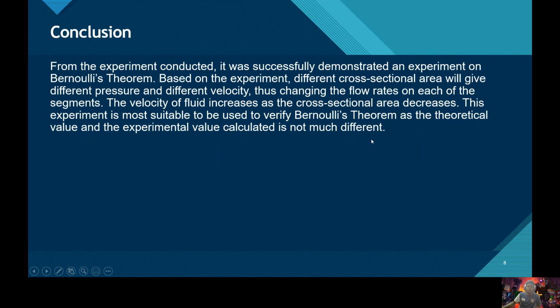So in conclusion, from the experiment conducted, it was successfully demonstrated an experiment on Bernoulli's theorem. Based on the experiment, different cross-sectional areas will give different pressure and different velocity, thus changing the flow rate on each of these segments. The velocity of fluid increases as the cross-sectional area decreases. This experiment is most suitable to be used to verify Bernoulli's theorem, as the theoretical value and the experimental value that can be calculated are not much different, which means this experiment is a success and is done with high accuracy.